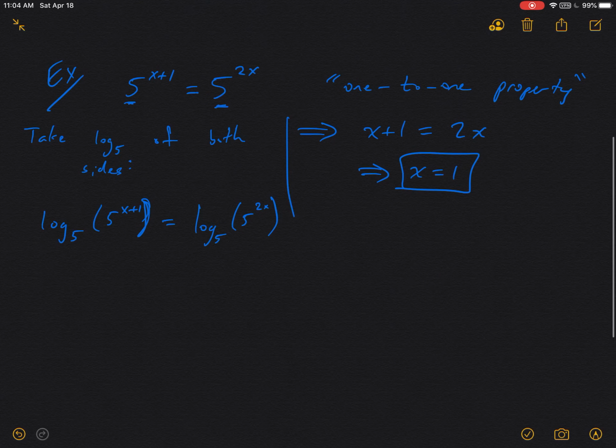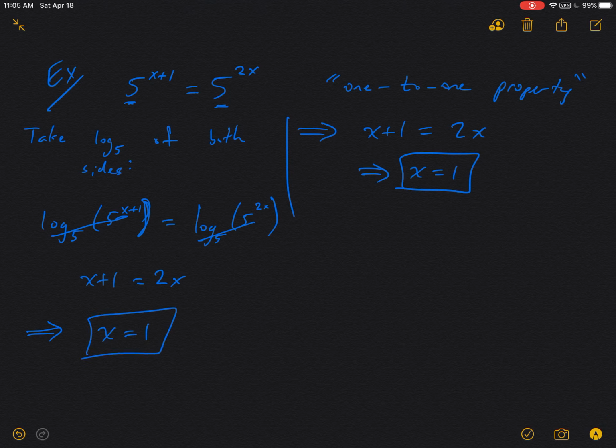But now I can use the inverse property to say that this log base 5 will cancel with the exponential base 5, same on this side, to get x plus 1 is equal to 2x. And that means, again, that x is equal to 1. So either way, you'll get to the same solution. Notice that the original method over here, the one-to-one property, is a little bit shorter, but I would prefer that you start thinking in terms of this left-hand side approach, because this left approach will work more generally, even whenever the bases on either sides don't match.